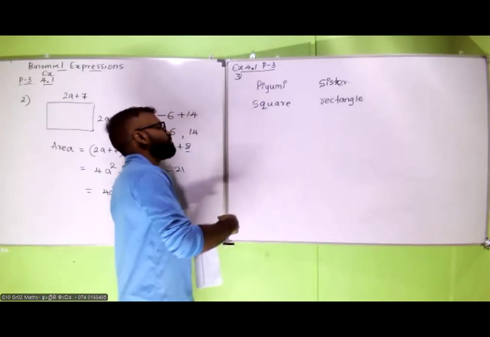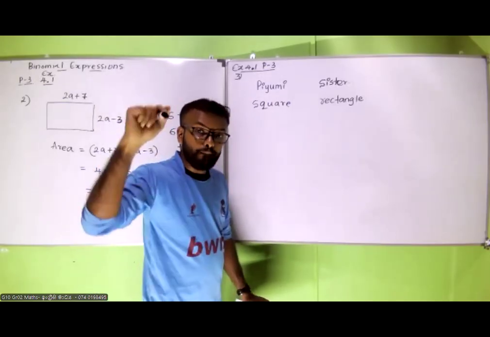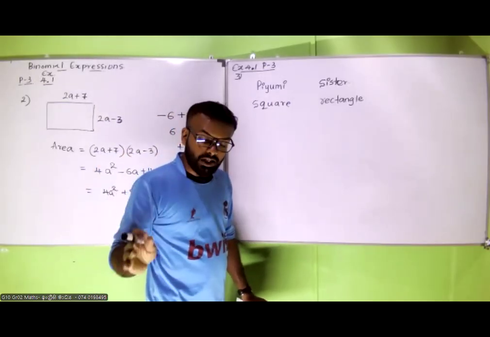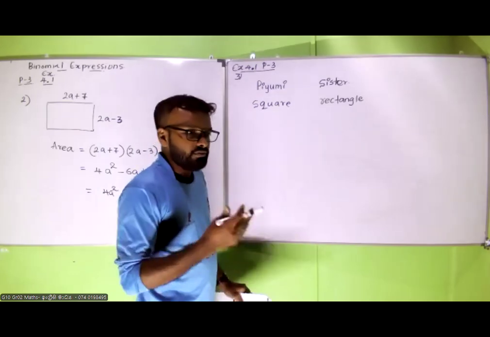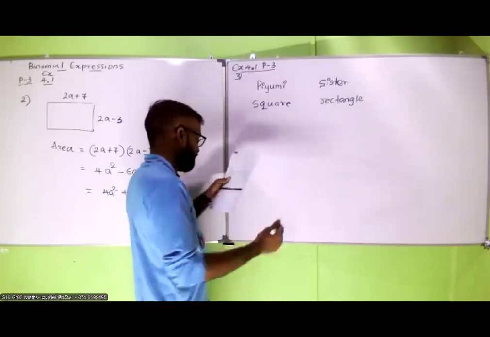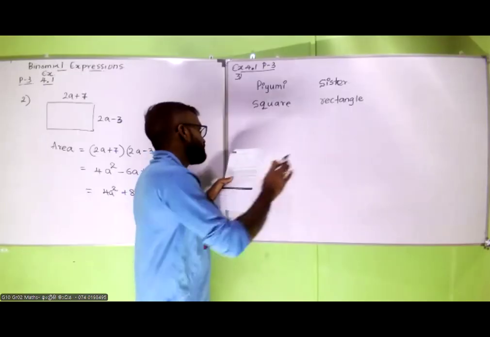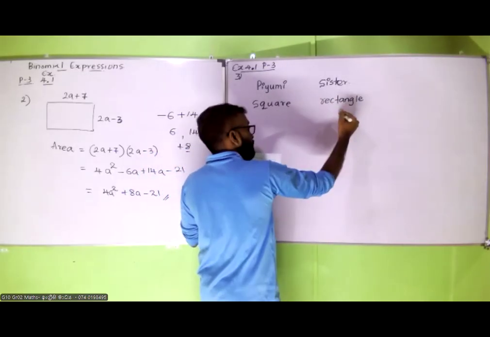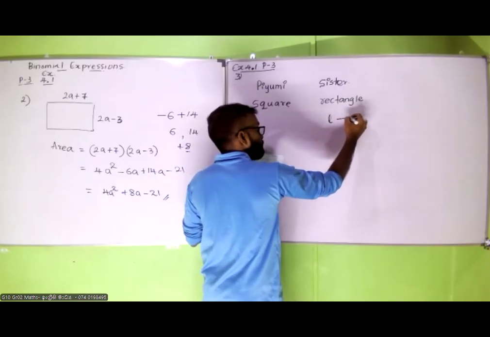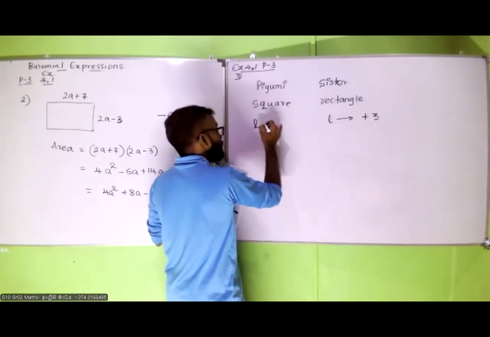So Pumi's bed is made in a square. You know what a square is? Length and breadth, all of them equal in length. Rectangle, length and breadth differ. So the length of the sister's bed was 3 meters more than Pumi's length.